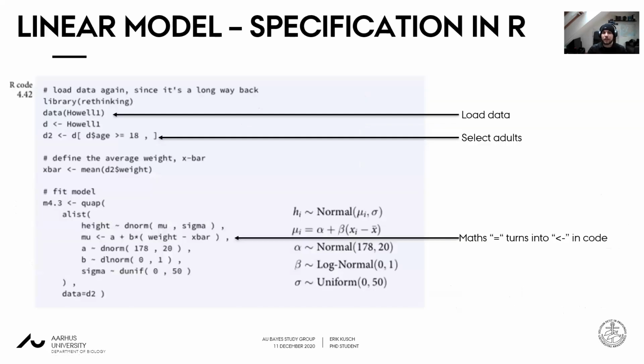Now, the final linear model specification that we have right here is just loading the data, selecting the adults, and inputting our list, which we've already identified previously. The important thing I want to point out is that when we specify these lists with deterministic functions in R, like linear regression, the equal sign of math notation turns into this reverse arrow, which we already know from R when we assign objects. And that's important to keep in mind because this is how it'll work.